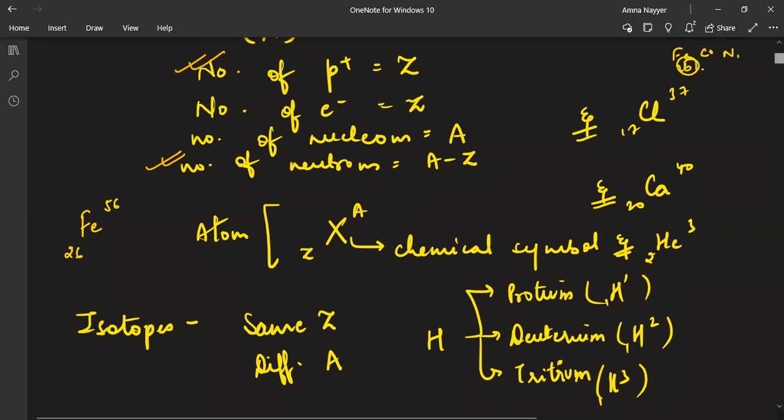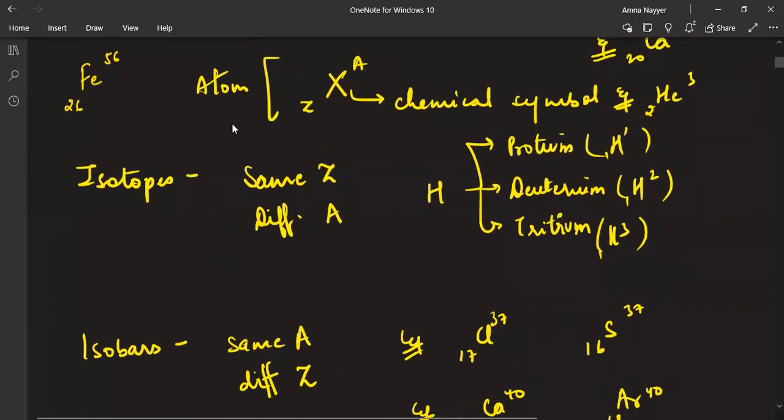Then you have isotopes. What are isotopes? Isotopes are elements that have the same value of Z, meaning this part is the same, but this is different. Like if we talk about the isotopes of the hydrogen atom: protium, deuterium, tritium. The atomic number remains the same because the element is the same, so you have one as the atomic number, but the mass number is different. You have one for protium, two for deuterium, three for tritium. So same Z, different A. Same atomic number, different mass number, that makes your isotope.